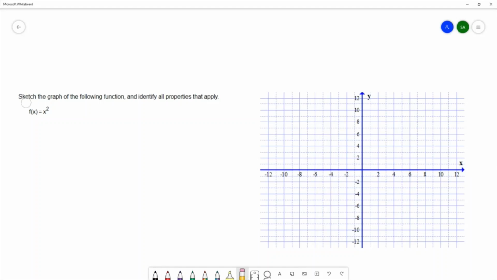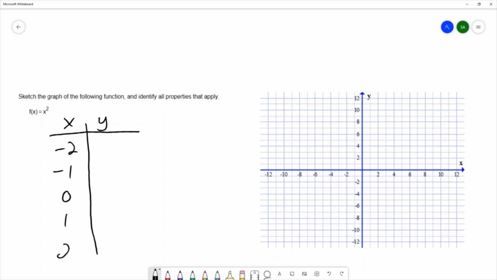For this question, we want to sketch the graph of the following function and identify all properties that apply. We're going to start with sketching the graph, and then we'll take a look at those properties. So to sketch the graph, I'm going to make a chart, a table of x's and y's. And I like to choose a standard set of x's, -2, -1, 0, 1, and 2, and substitute those into the function to get the y's.